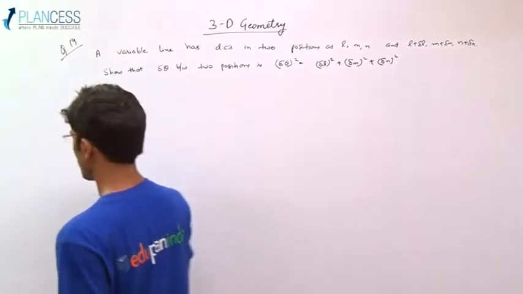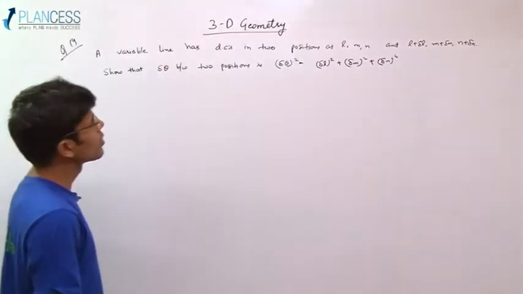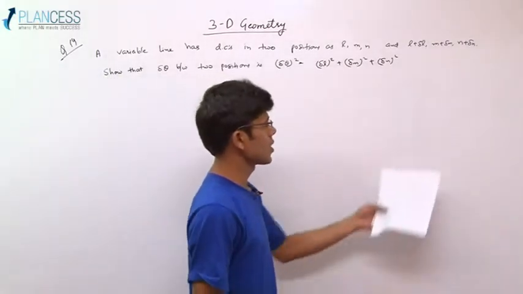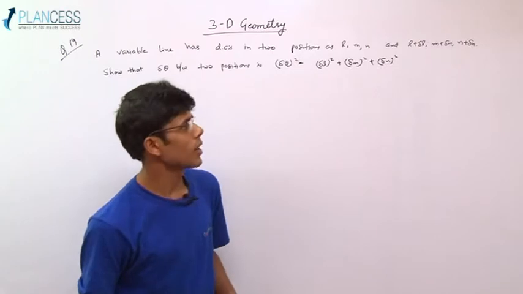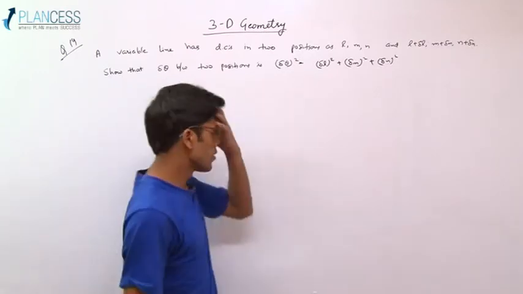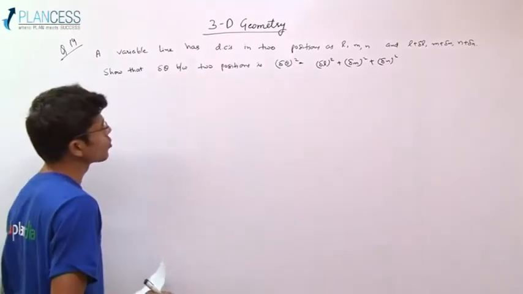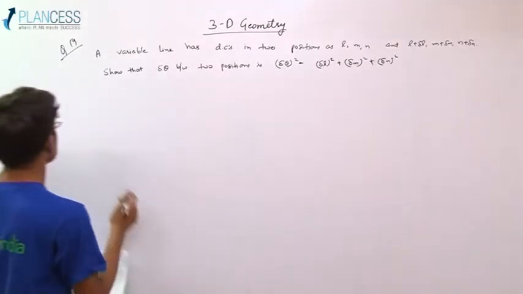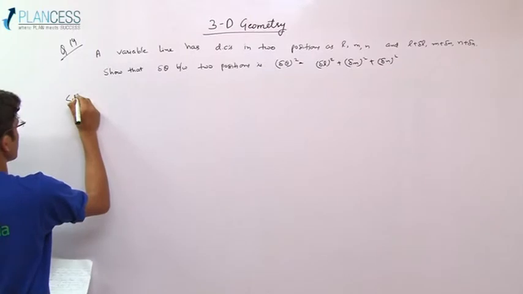So there is a variable line which is moving, and at one point its direction cosines are l, m and n, and at another point its direction cosines are l plus delta l, m plus delta m and n plus delta n. So we have to show that the angle between these two positions, that is delta theta, is given by this formula. So how do we solve it?